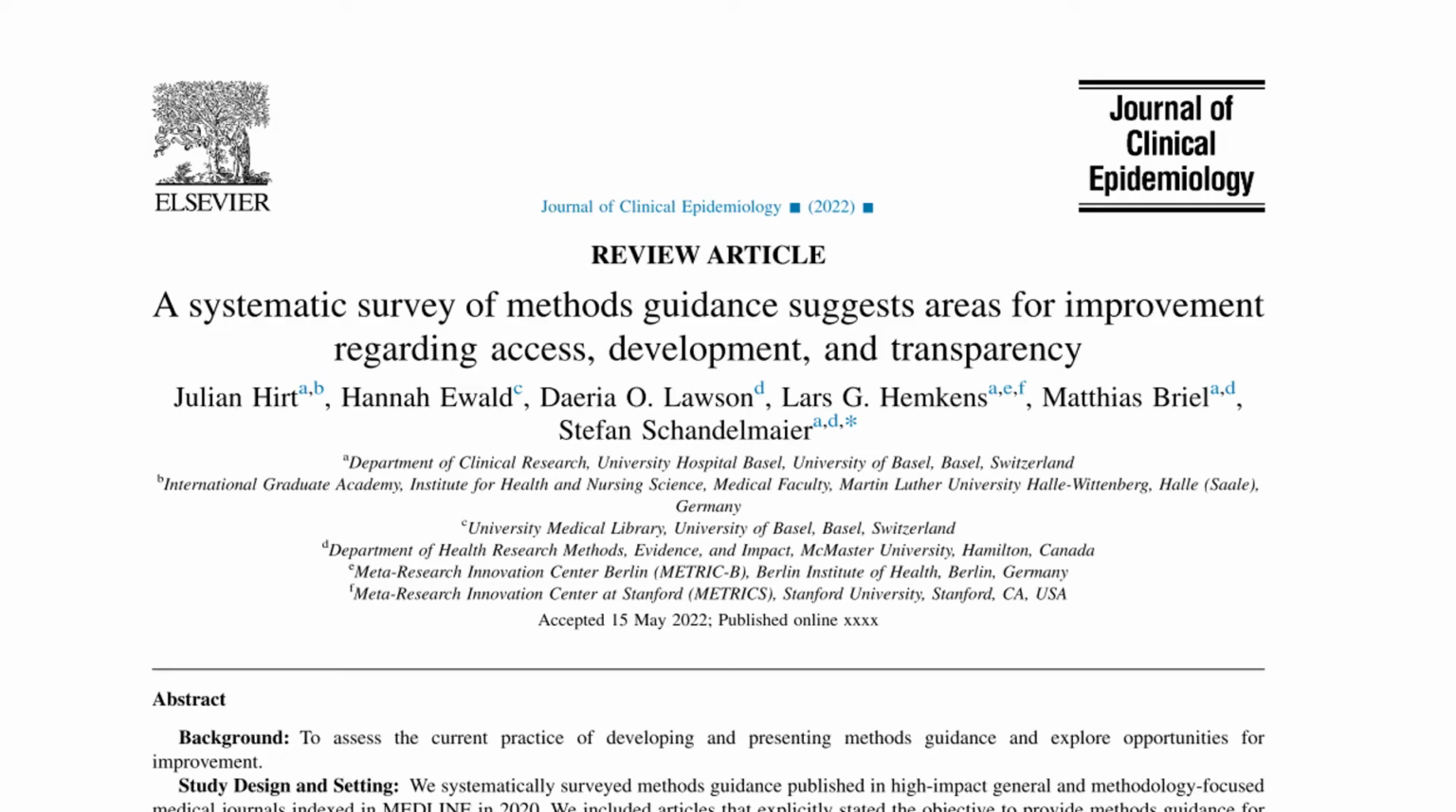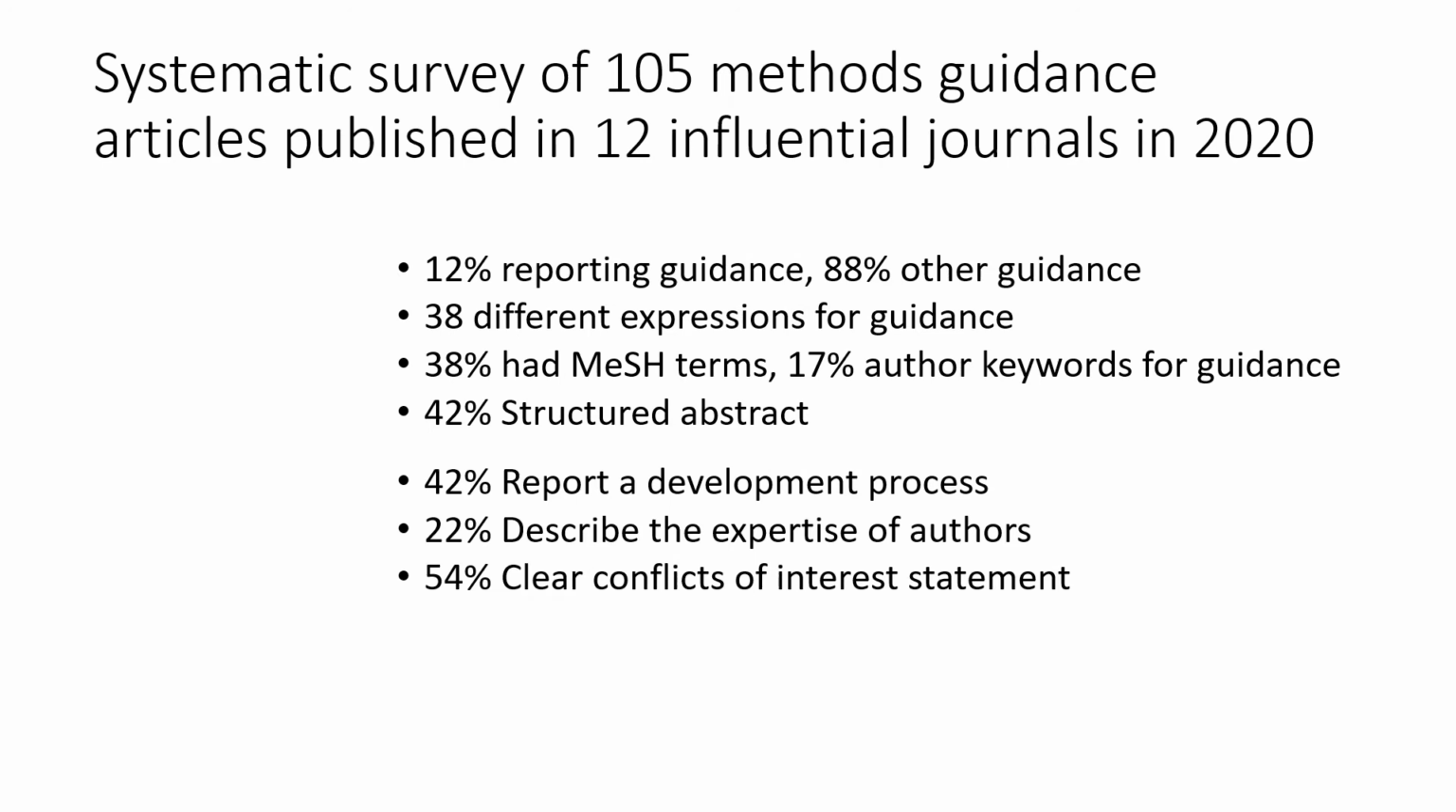We wanted to know if the variation across guidance articles that we observed is generalizable to recent methods guidance. So we conducted a meta-study in which we systematically looked at recent methods guidance articles. Overall, we looked at 105 guidance articles published in 12 influential journals in 2020. And here's what we found. Regarding the type of guidance, 12% were reporting guidance and 88% were other guidance.